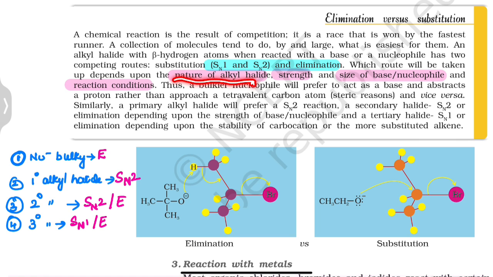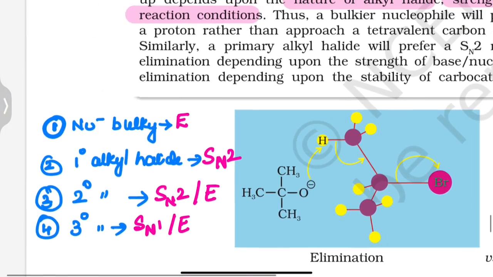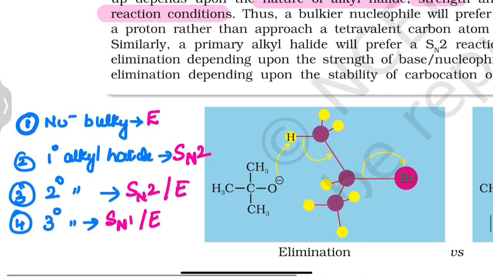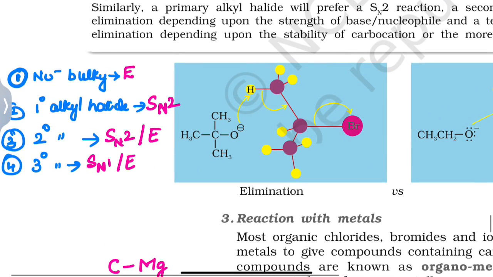So this is the first reason. Second is strength. And third is size of the base or nucleophile. And then reaction conditions. So it depends on all these conditions. Suppose if the nucleophile is bulky, means if it is bigger, whether substitution reaction will take place or elimination reaction will take place. So you can see elimination reaction will take place if the nucleophile is bulky in nature.